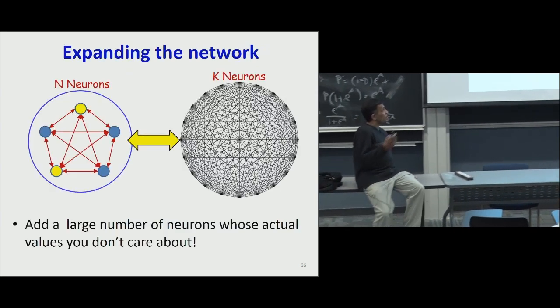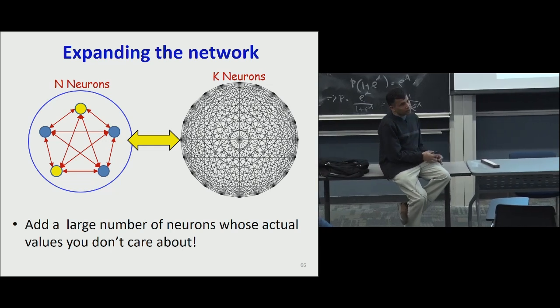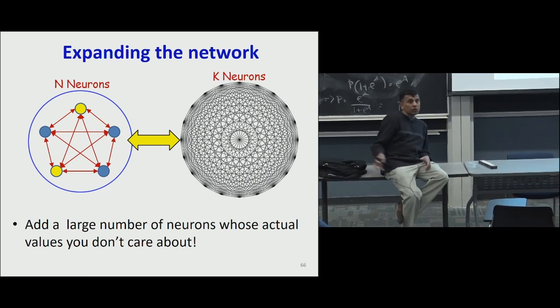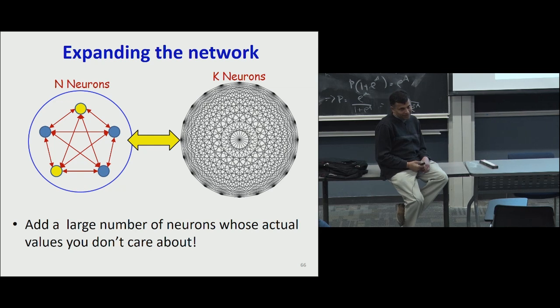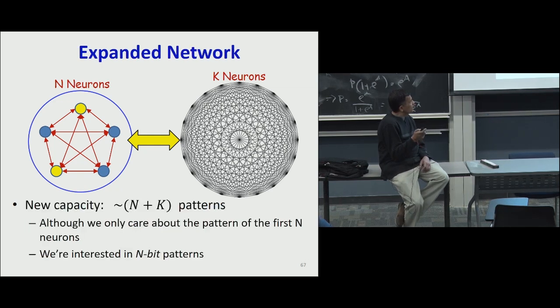Can we actually increase the capacity of the network? And we saw how we can do it in the last class. I can append to it a whole bunch of don't care bits. And if I append a bunch of don't care bits to it, the new capacity is n plus k.